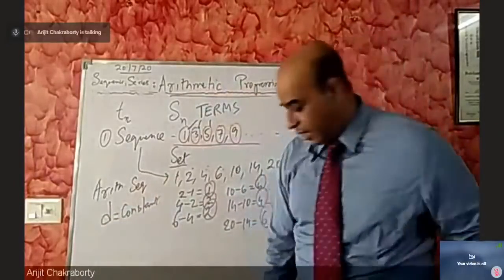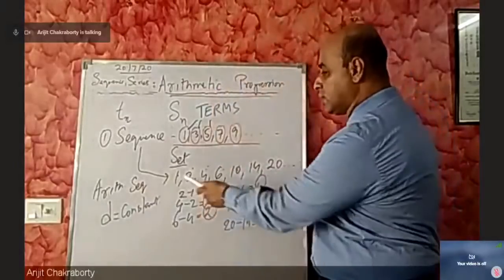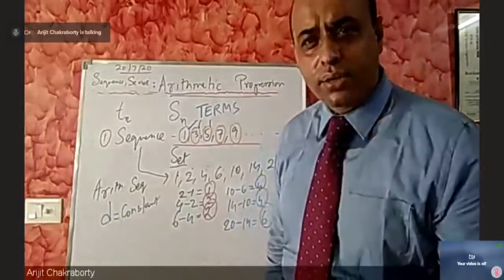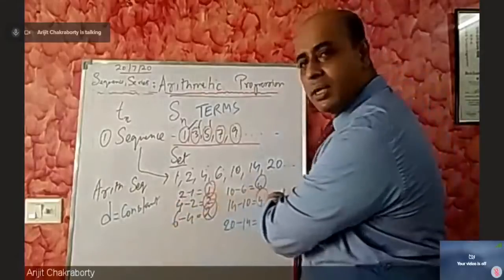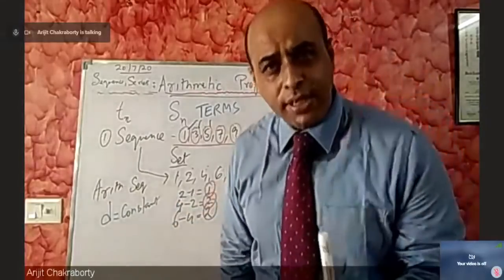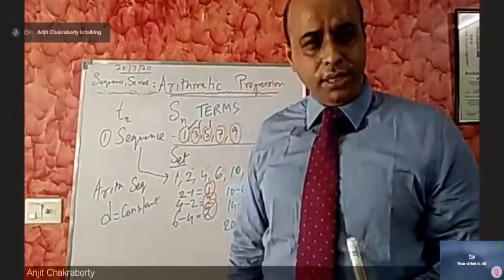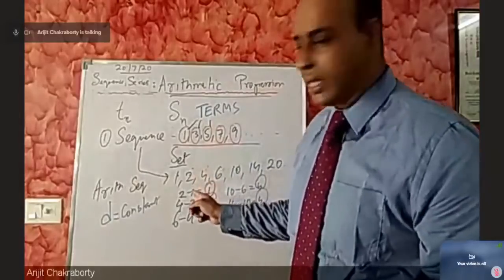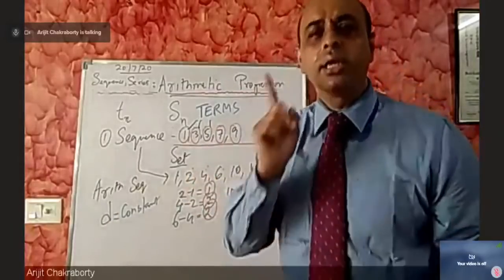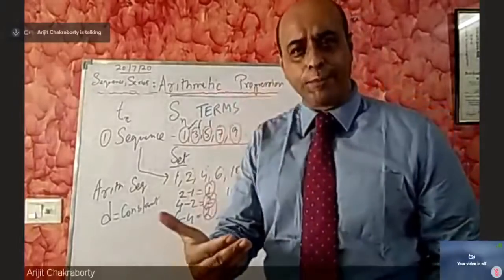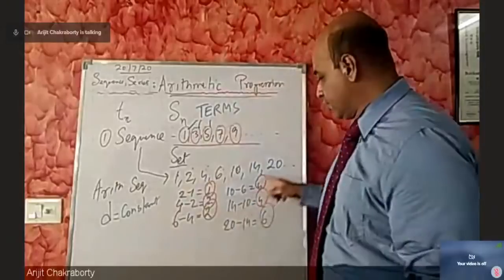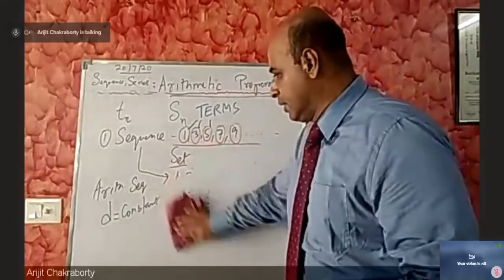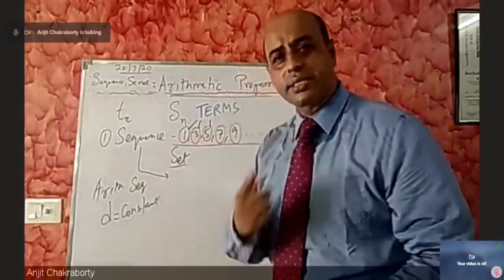Similarly, if I write a particular sequence, you can see 1, 2, 4, 6, 10, 14, 12, 20. Is this a sequence? Yes, it's a sequence because it is a set of numbers. But is it an arithmetic sequence? Shall we call it an arithmetic sequence? No. Why? Because the difference between two successive numbers in this sequence is not constant. The difference is changing. We have 1, 1, 1, 2, 2, then we have 4, 4, 6. It is changing.